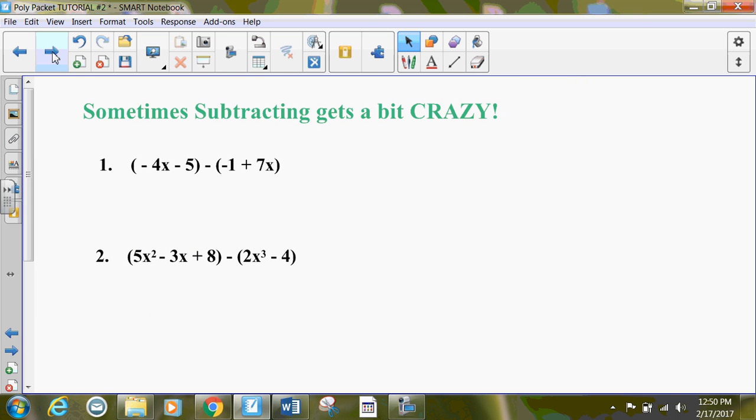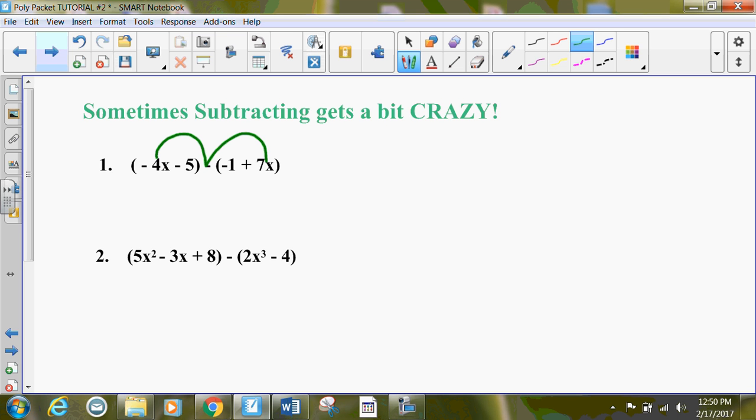All right, sometimes subtracting gets a bit crazy. And if we look at number 1, what's crazy about it is that it's not in the same order. So there's a couple different ways you can do it. The first way is just to be observant and notice that when you're looking at the negative 4x and you're bouncing off the minus sign, who do you bounce off to? Well, you've got to bounce off to a like term, which would be the 7x.